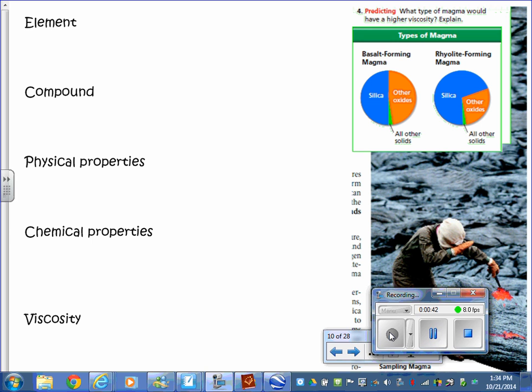So element, compound, physical, and chemical properties. So what's an element? We talked about these briefly when we talked about minerals, but I didn't put them on the quiz. Might have to put them on the quiz this week. Somebody else must know what an element is. Element. Element. Yes.